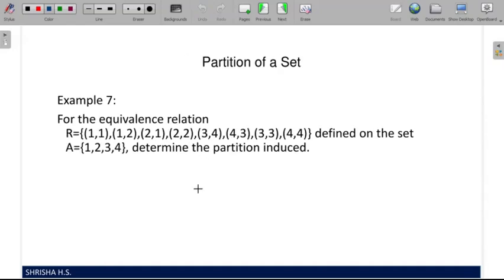Equivalence relation always induces a partition on a set. So using an equivalence relation, we can impose a partition. How to do that, we will see now. So let's read the question. R is given to us: (1,1), (1,2), (2,1). So it's an equivalence relation. So how to determine the partition?